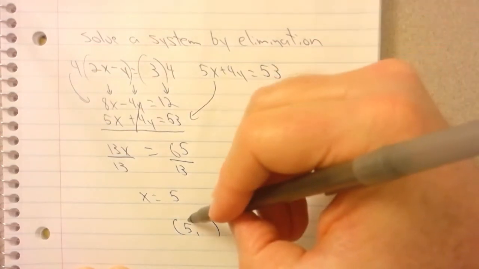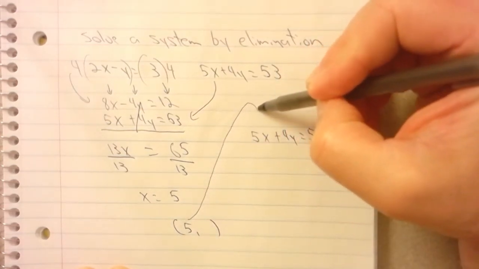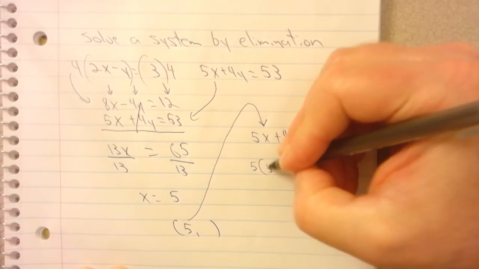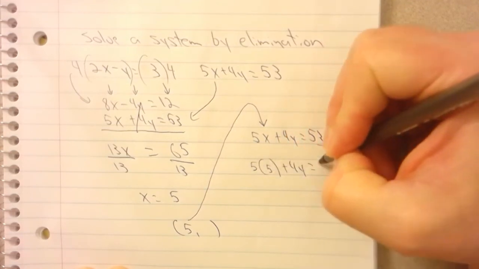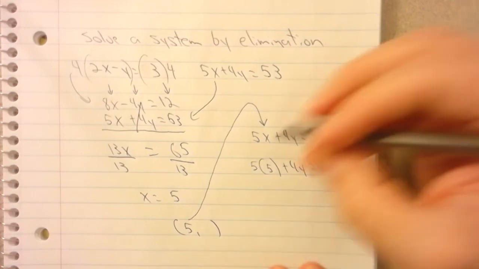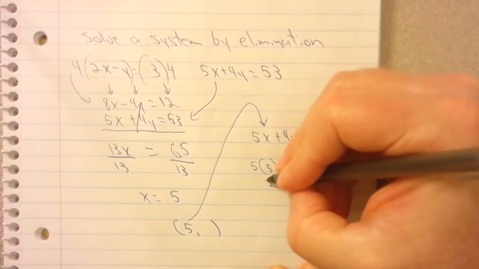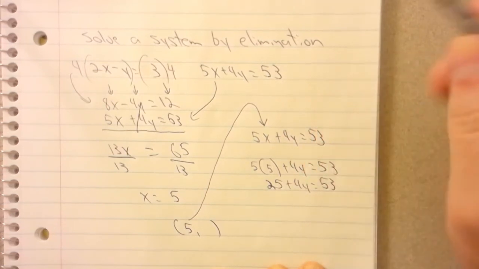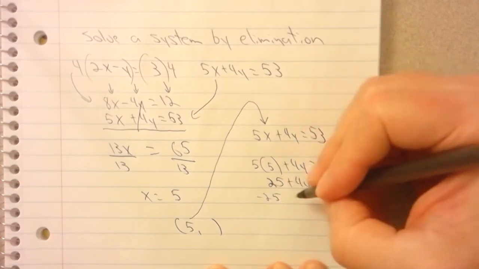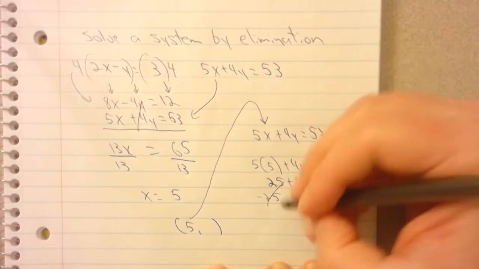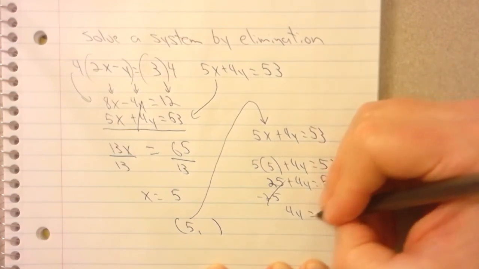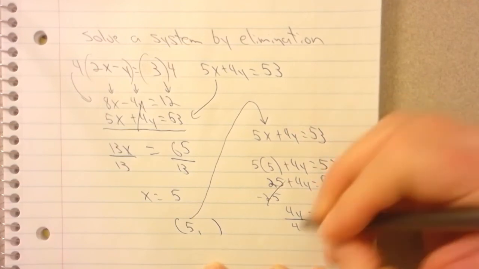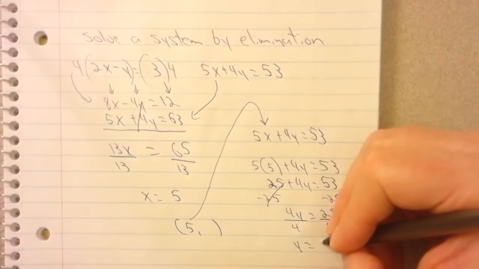We're going to take this bad boy, the 5 that x equals, and plug it in for x in the original equation. 5 times 5 plus 4y equals 53. That gives us 25 plus 4y equals 53. Now we've got to subtract 25 from both sides. We get 4y equals 28. And we're going to divide both sides by 4. And we get y equals 7.